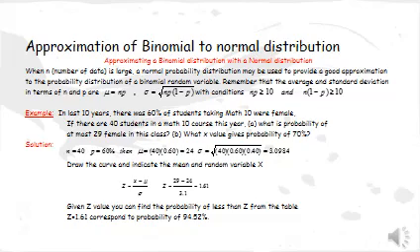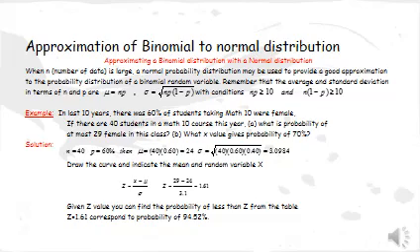Example: in the last 10 years, there was 60% of the students taking Math 10s being female. If there are 40 students in a Math 10 course this year, A, what is the probability of at most 29 females in the class? And B, what X value gives probability of 70%?